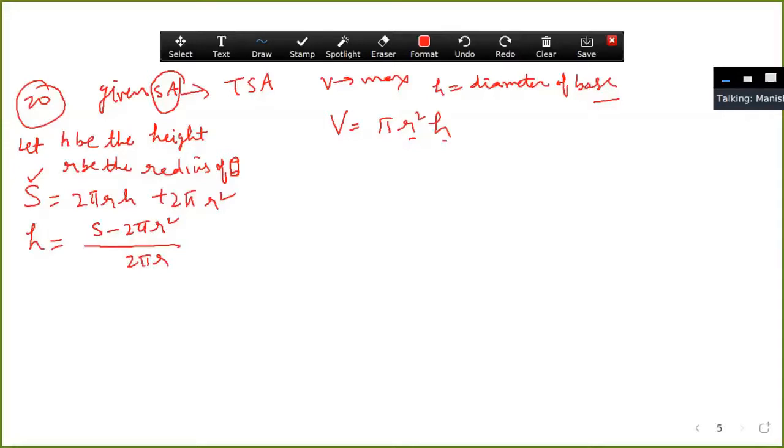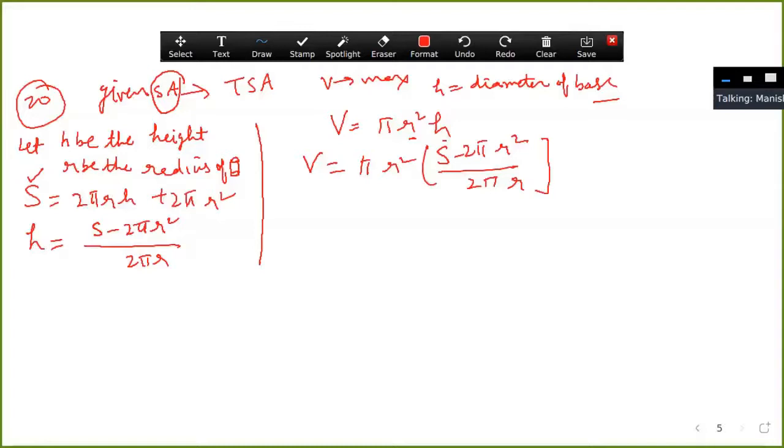You can put that value in V. That is equal to pi r square into h, means S minus 2 pi r square upon 2 pi r, like this. It means you can write it like this, pi cancelled by this, and one r is cancelled. It means it is left 1 by 2. Here is 1 by 2, taking r inside, S r minus 2 pi r cube. This is the statement volume.